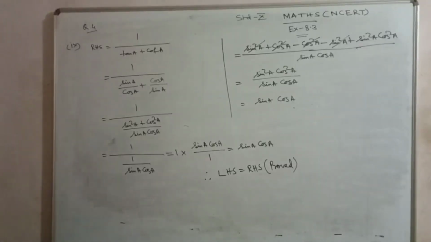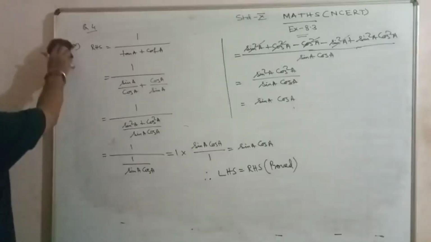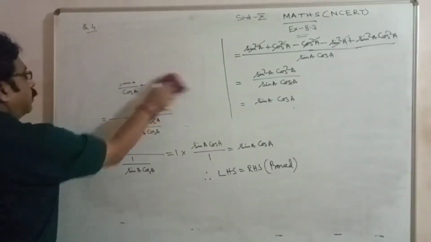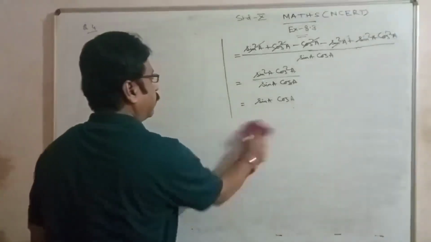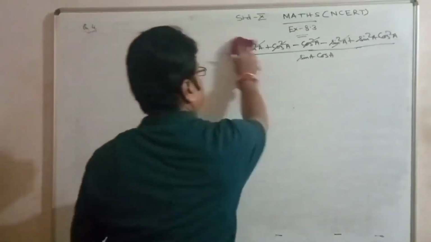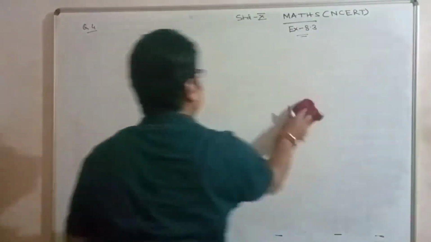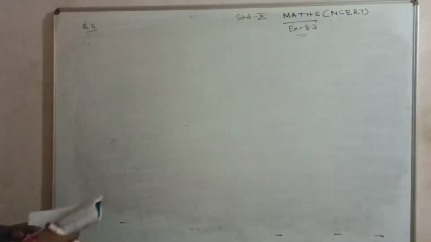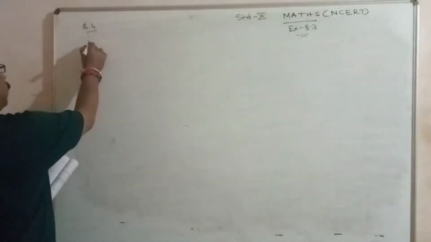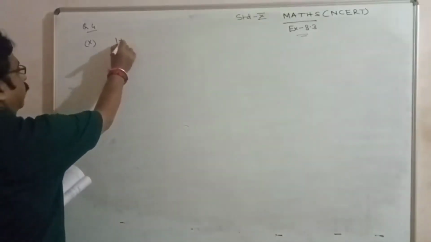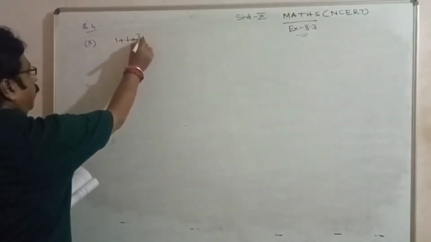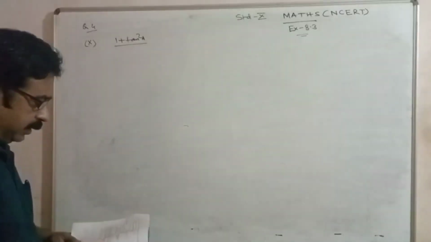Next sum. Now 10th sum. 1 plus tan square A, one plus cot square A.